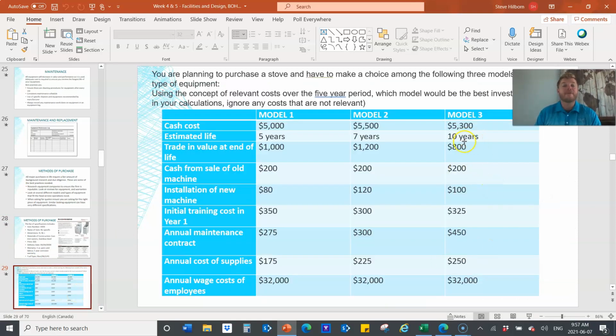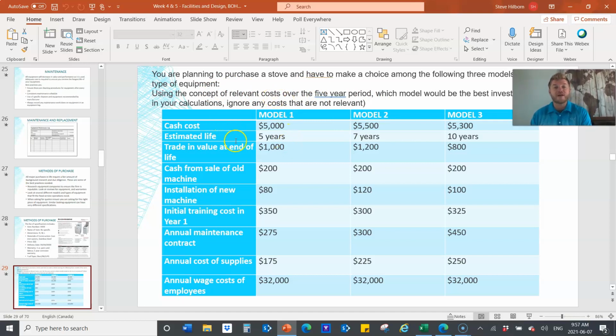And then finally, you will have to make a choice. So what you should do is have yourself a breakdown of all of the different costs that come with and some of the estimations that you can come up with. So here we have 3 different models for a stove. I'm not going to give you what the answer is, but what I want you to do is when you see this PowerPoint, I want you to go through this and make a decision on which model you think that you would need using this concept of relevant cost.